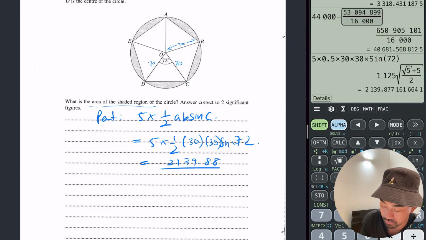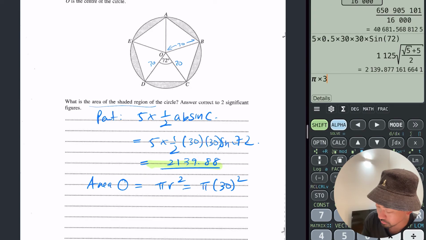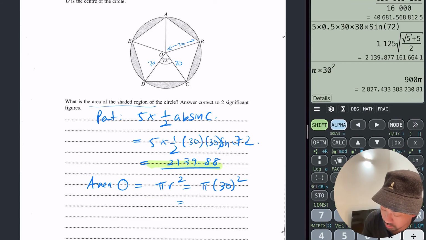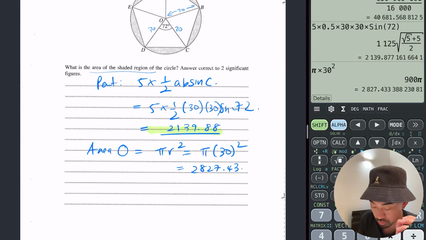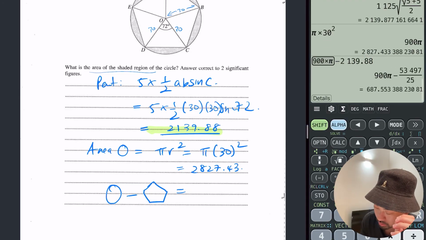2139.88, let's call it. So that's the pentagons, 5 pentagons. And the area of the circle is pi r squared. So pi times 30 squared, which is 2827.43. And obviously we're looking for the difference. So I'm going to do the circle, take away the dodgy pentagon. So take away 2139.88. So that is 687.55. That is your area.